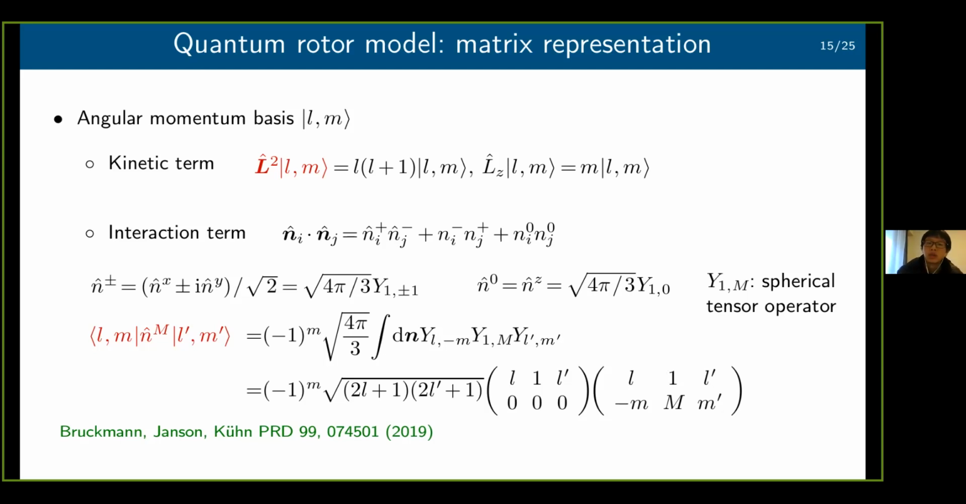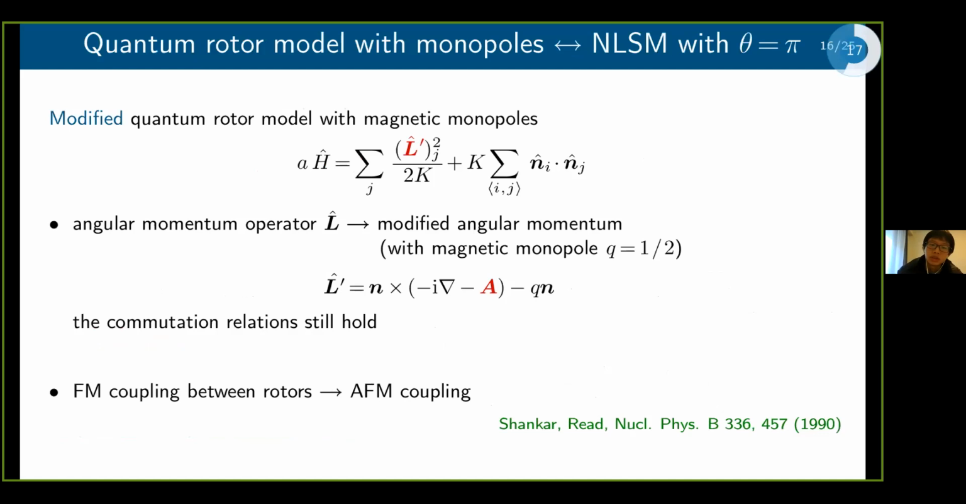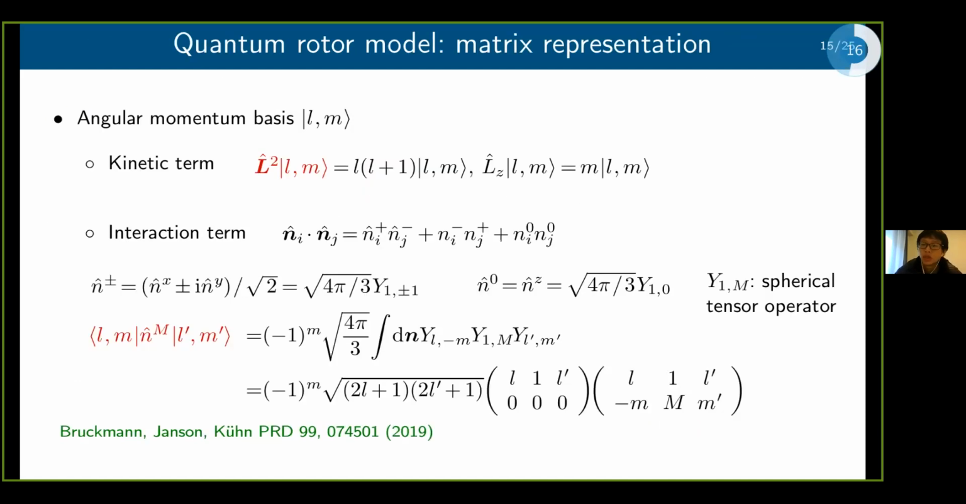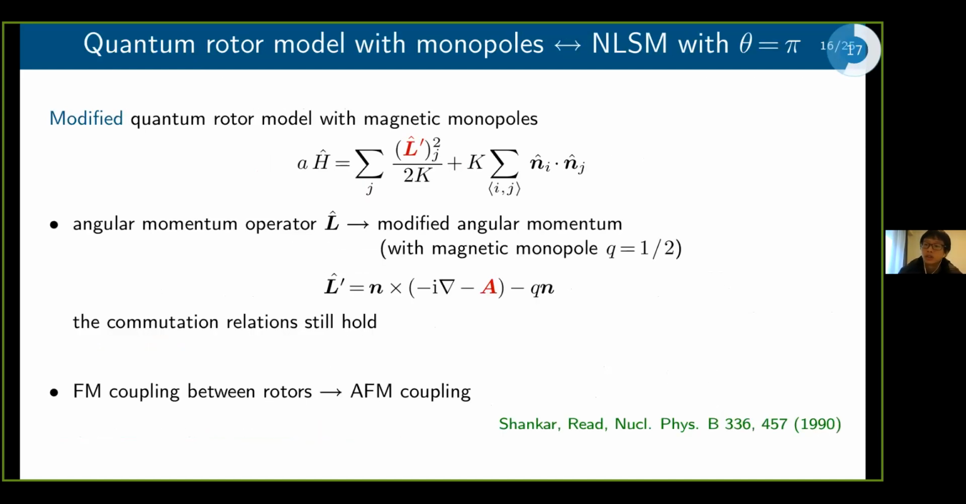So this is for the nonlinear sigma model with no theta term. Now let's move on to the nonlinear sigma model with the theta term, with the theta pi term. Interestingly, it was found by Shankar and Read in the 1990s that you only need a very small modification for the quantum rotor model to represent the nonlinear sigma model with the topological theta pi term.